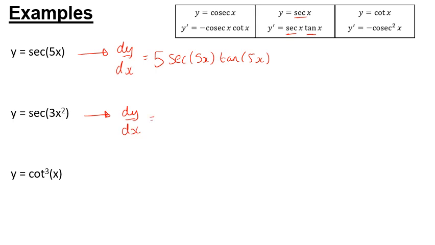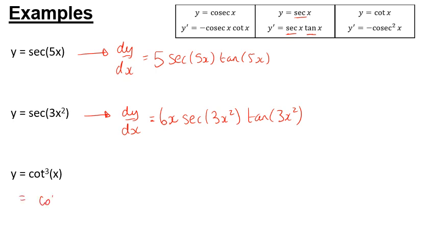The next one's very similar, it's sec again, and sec becomes sec tan. So for this one, it will be sec 3x squared tan 3x squared. And then I need to times by the differential of the bracket. If I differentiate 3x squared, I get 6x. So I'm going to put that in front. 6x sec of 3x squared tan 3x squared.